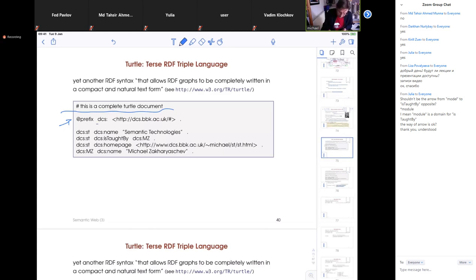The meaning is this: if anywhere in the document I have DCS colon, like here, then this DCS colon will be replaced by this bit, which will produce a proper URI. We declare these things in the beginning, and then just use namespaces like DCS.